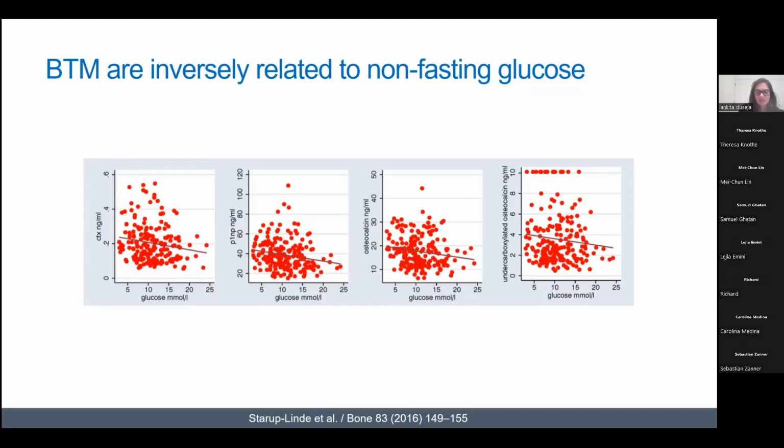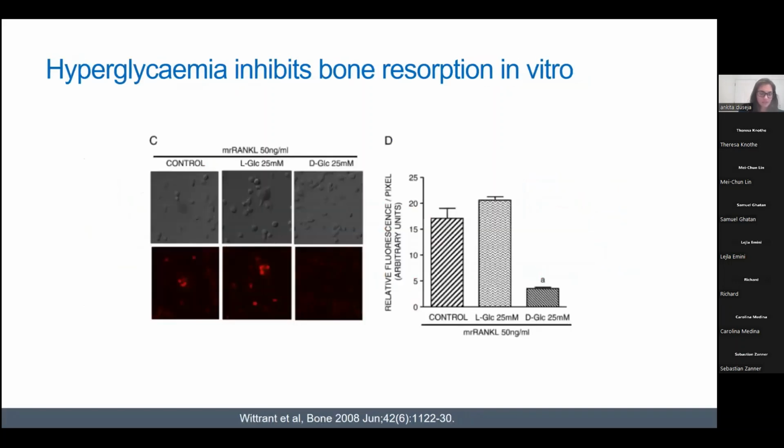This makes you wonder if glucose itself is causing the changes in bone turnover, and if this effect occurs, is it actually a direct effect or an indirect effect of it occurring? The evidence for the direct relationship between bone turnover and glucose comes from this study here, where they have osteoclasts which are studied in culture.